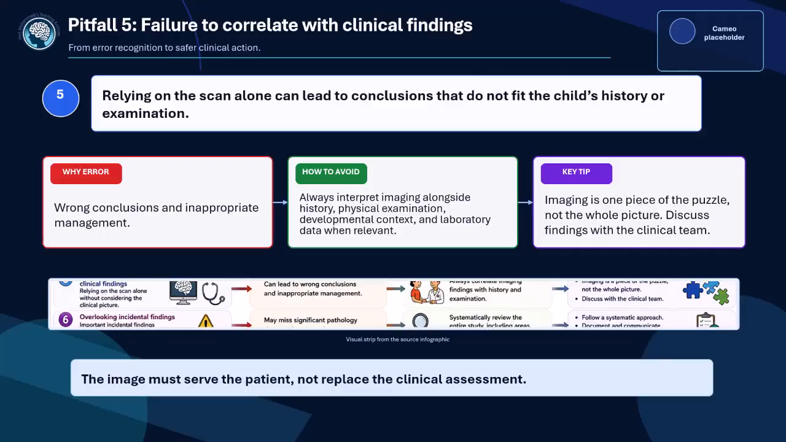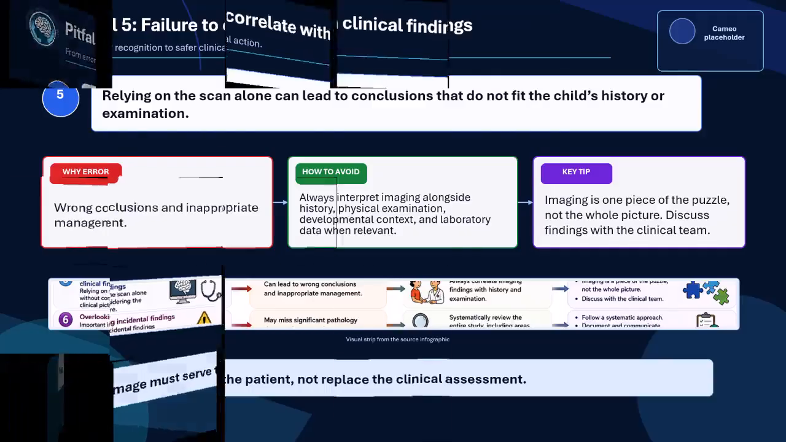The meaning of an imaging finding depends on the child's symptoms, neurological examination, developmental stage, laboratory data when relevant, and the evolution of the condition over time. The safest approach is to interpret imaging as part of a broader clinical assessment. Discussion between the radiologist, neurologist, pediatrician, and other members of the clinical team can greatly improve interpretation and management. The image must serve the patient. It should never replace clinical reasoning.